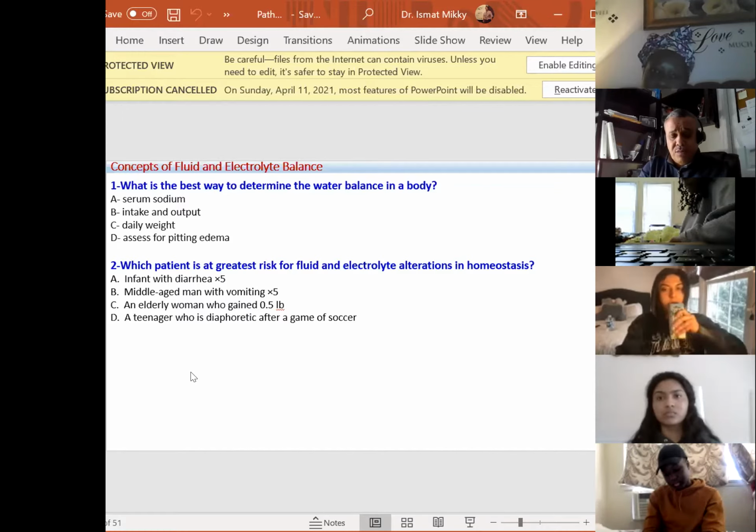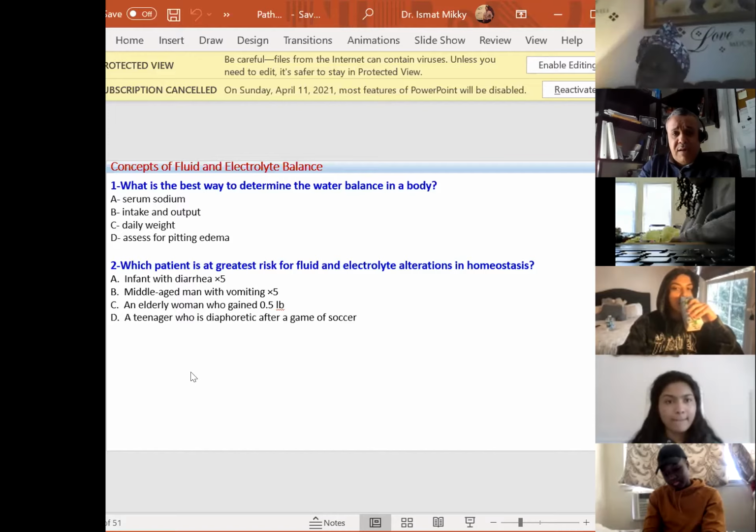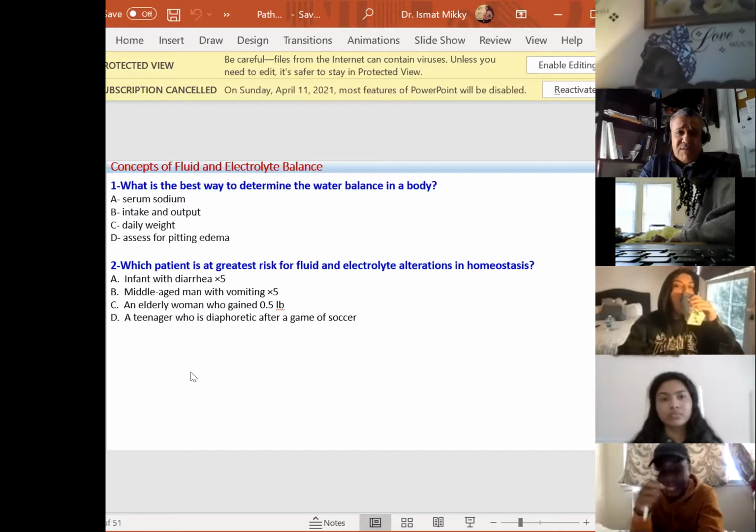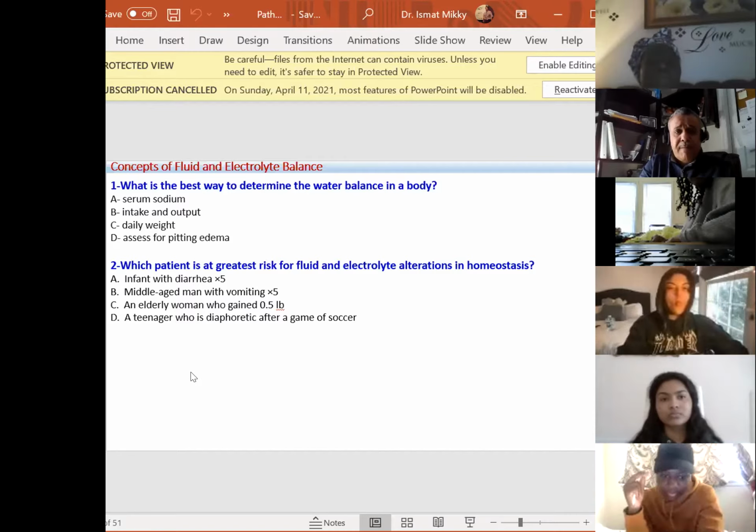Number two, volunteers. I would like people to participate so they can read the question out loud, and we go over the answers and figure them out. I'm not asking because you must know the answer. If you do not know the answer, that's fine. When you participate, you say the question aloud, and we go over the answers, and others can answer it too. Go ahead. Which patient is at greatest risk for fluid and electrolyte alterations in homeostasis?